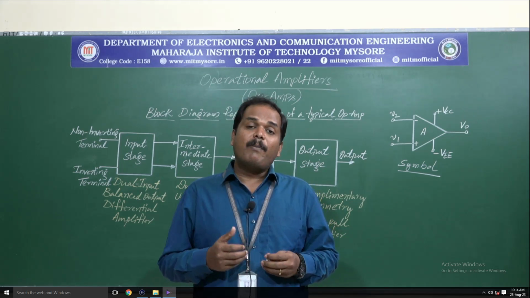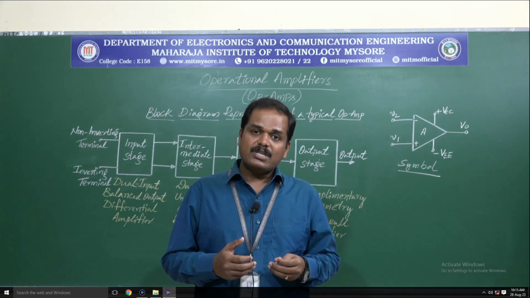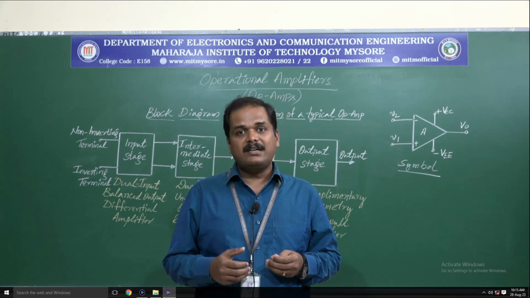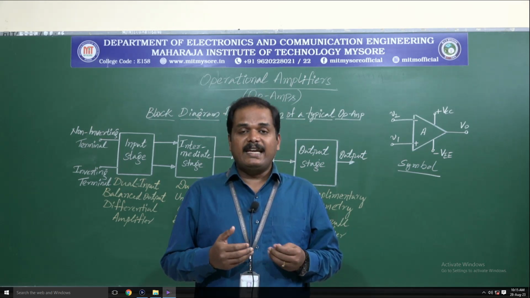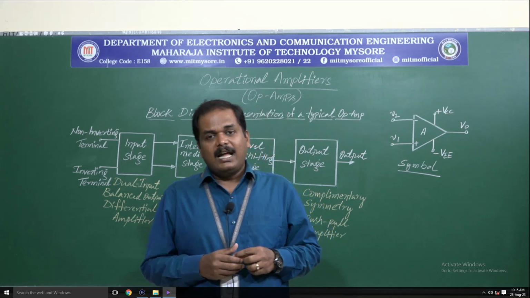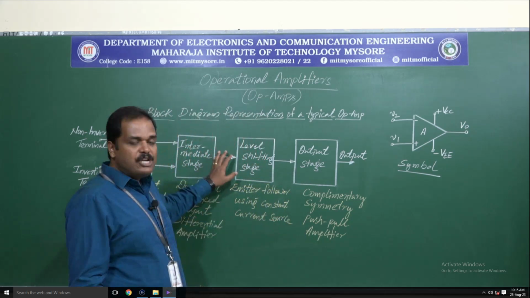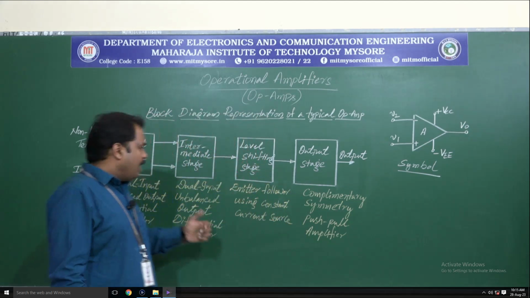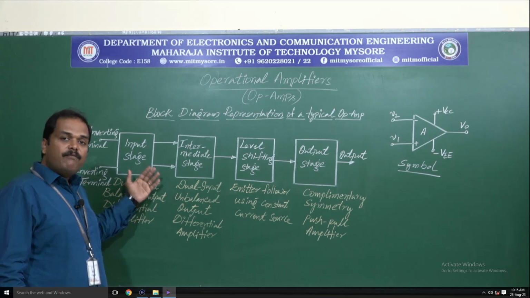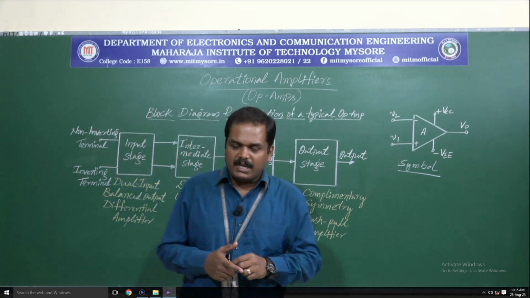But today op-amps have got versatile applications. They are used in active filters, oscillators, to amplify AC and DC signals, and many more. Let us understand the block diagram representation of a typical op-amp. Now here we can see the different stages that are involved in an op-amp circuit.